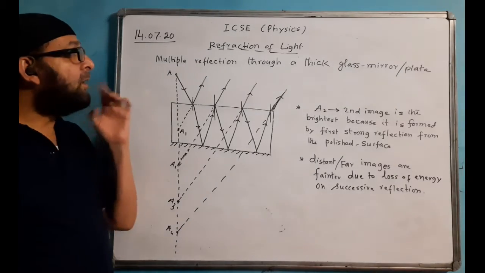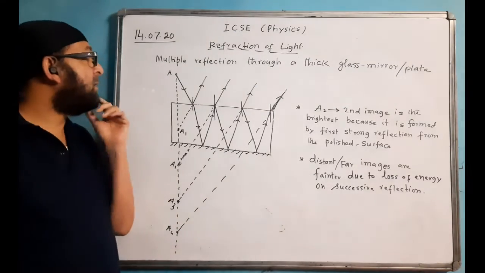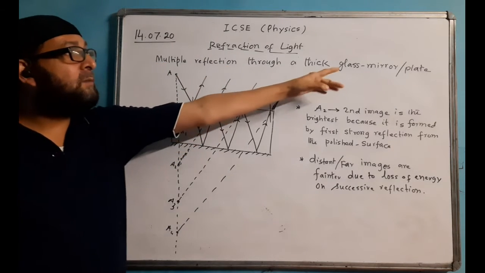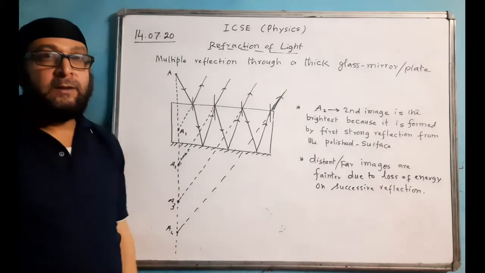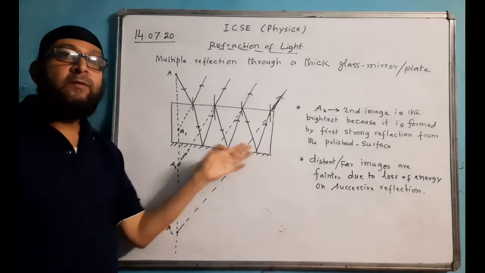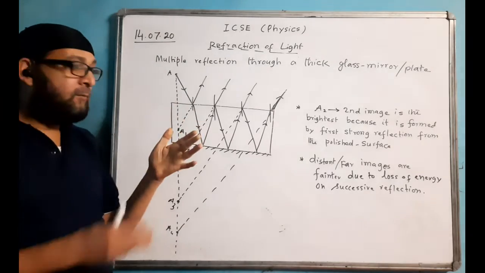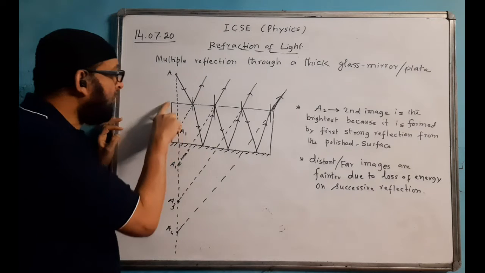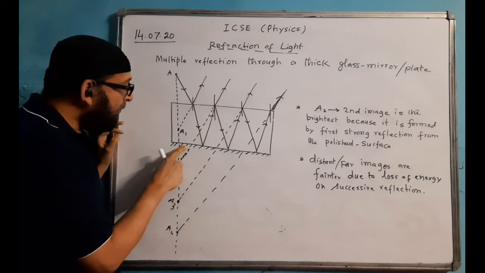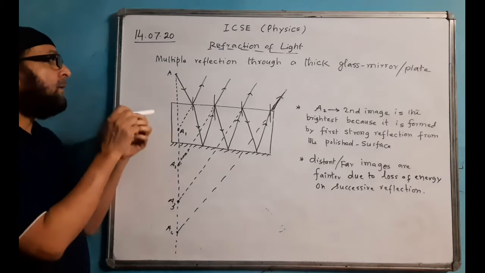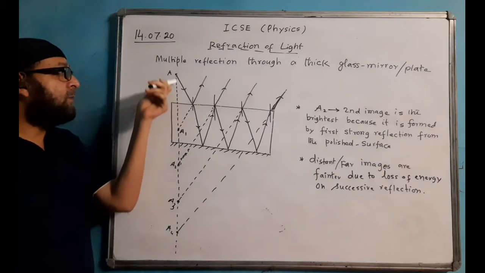Okay, now another topic you have in the syllabus is this one: multiple reflection through a thick glass mirror or through a thick glass plate. What is a mirror? A mirror is a polished surface of glass, which is polished from one side. So let us take a rectangular glass block, quite thick, and we are polishing it from one side. This side is polished. We are keeping an object in front of this glass block here.